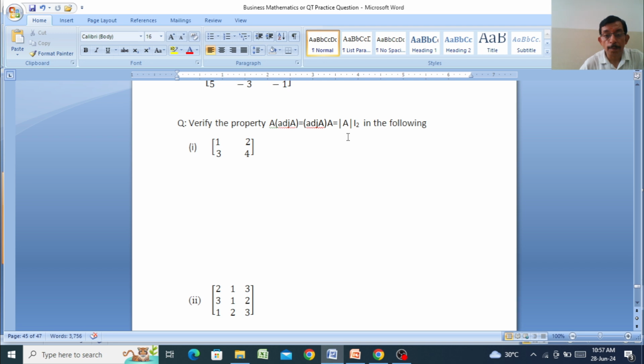equal to determinant of A into identity matrix. First we find the value of adjoint A. Then we find the cofactor matrix, and first we find the cofactor of the given matrix.